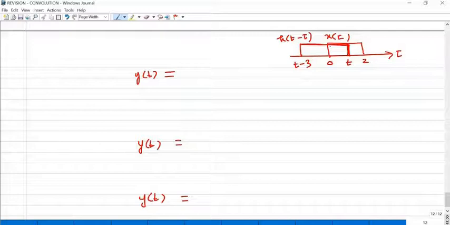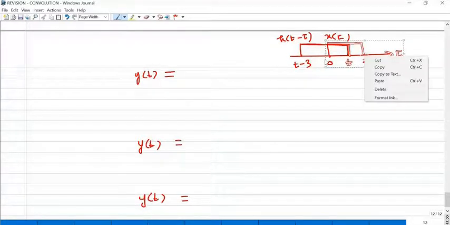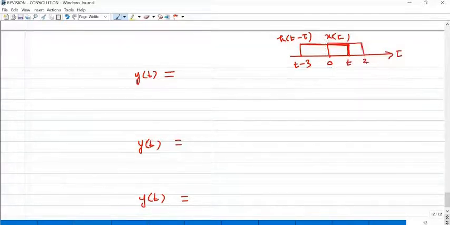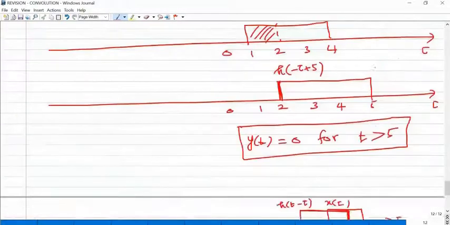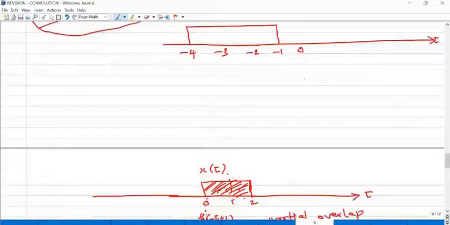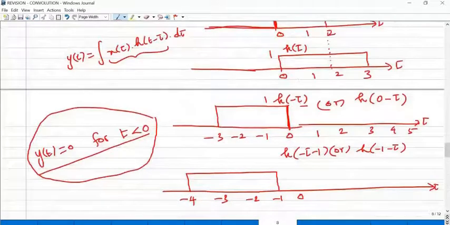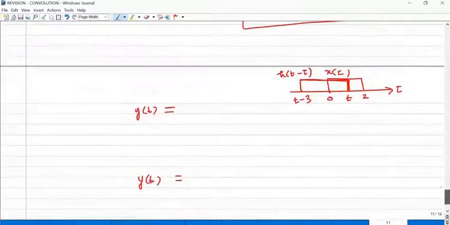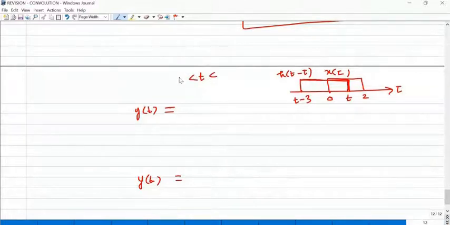Okay. This is case 1. When t is between 0 to 2, what is the integration limit? How to draw the t minus tau diagram? Go back to the minus tau diagram. This is the h of minus tau diagram. T minus tau, minus 3 plus t, 0 plus t. Okay. So I have drawn the generalized diagram of t minus tau when t is between 0 to 2.